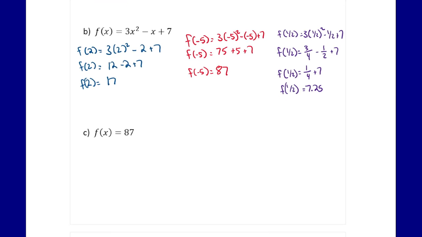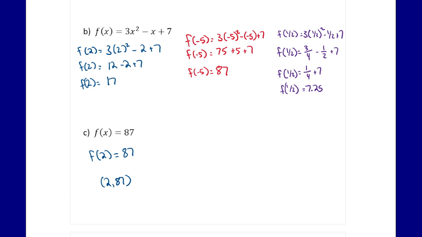So this one is a little bit different because if we go and try to plug in x is 2 into our function, we can't, right? Which just means that when x is 2, the function is equal to 87, or when x is 2, the y value is 87. That's essentially what that is saying.